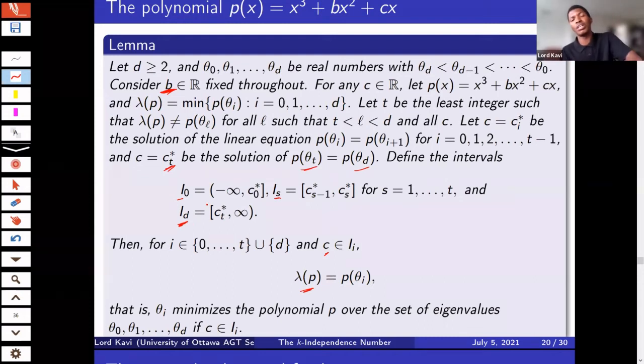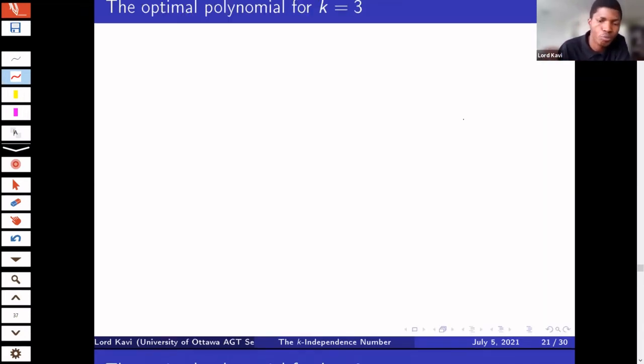In other words, theta I minimizes the polynomial p over the set of eigenvalues if c happens to be in I of c. Yeah, this is useful because in our proof, we are going to then be able to track where the minimum occurs for various values of c. Right. So now our focus is to get the closed form formula for k equals 3.